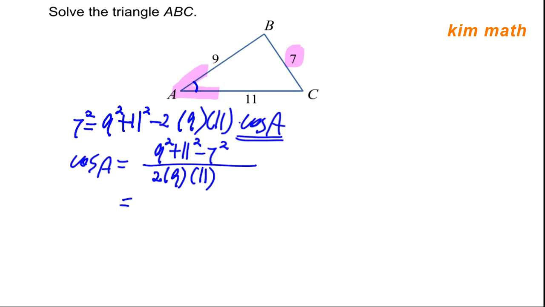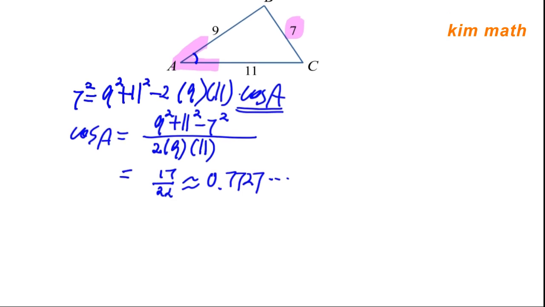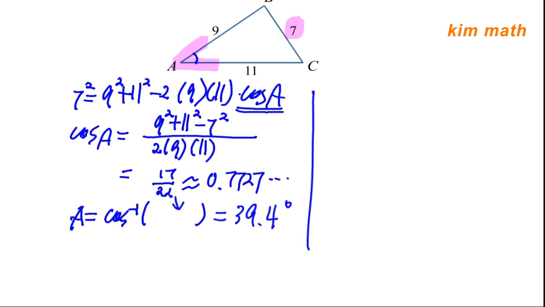If my calculation is correct, this is 17 over 22 or 0.7727... Okay. Now using the inverse function, we can find the value of A is arccosine of this value. Fraction is better. Okay. You can use your calculator. Then this will be 39.4 degrees.